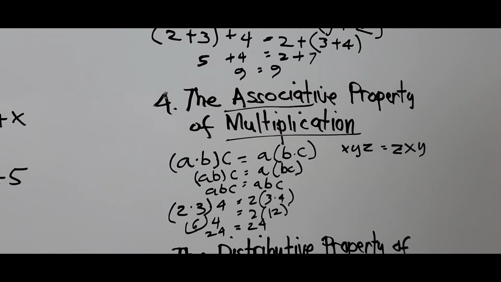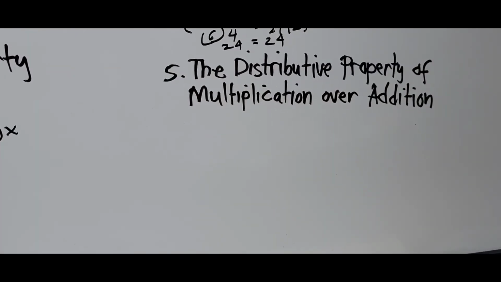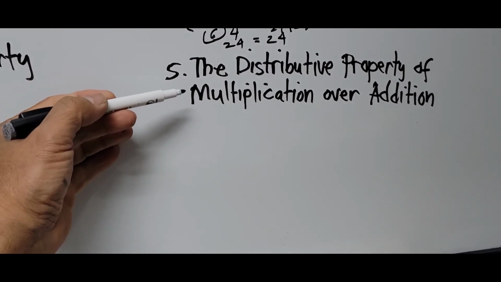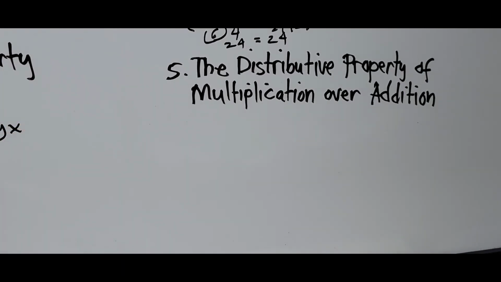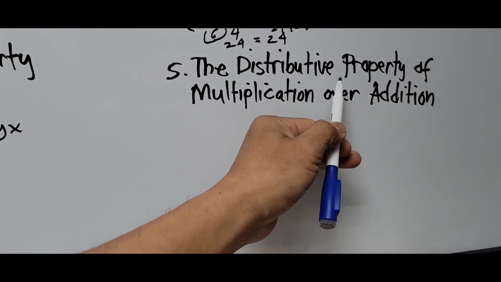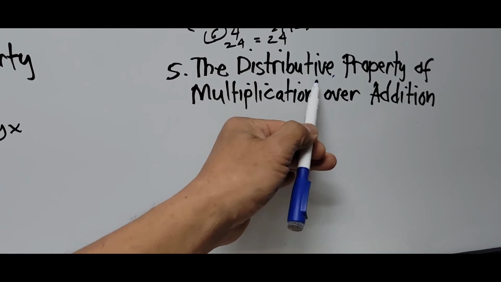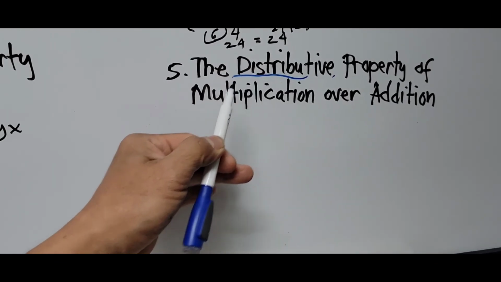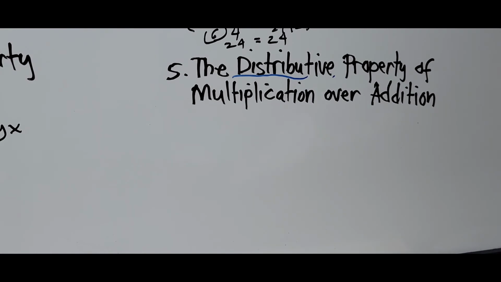Okay. So let's go to the fifth property of numbers. Now it states like this: the distributive property of multiplication over addition. Now this time is somewhat different from the previous 4 properties, because we have a word here, distributive, from the word right here, distribute, and it says here multiplication over addition. So how does that work?